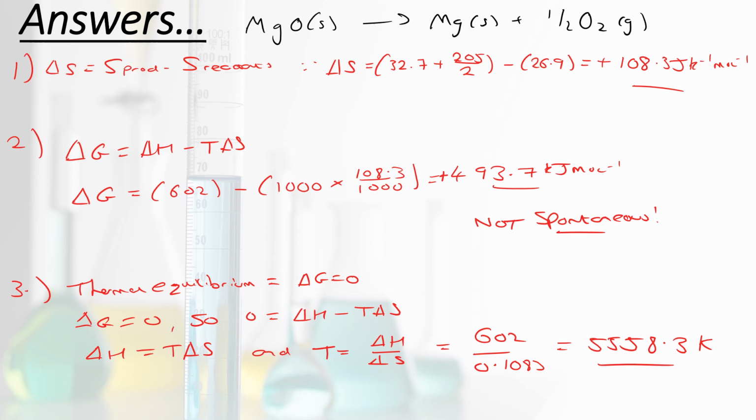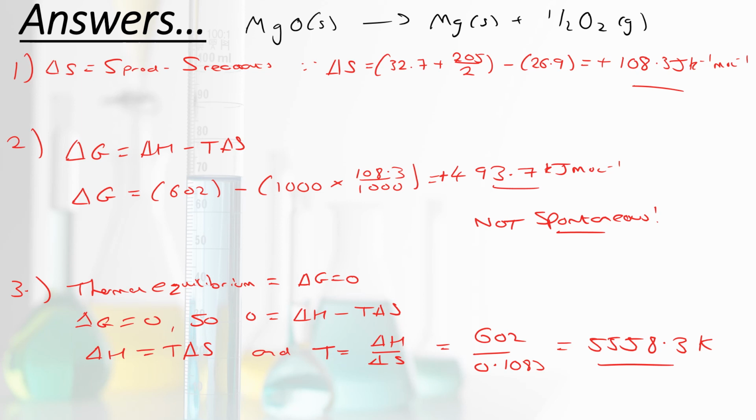So the equation we're dealing with here is magnesium oxide, a solid, decomposing to form magnesium solid and oxygen gas. And so to calculate the entropy change, we just need to remember our mnemonic, sprint. So we take our entropies and we do products minus reactants. And so we add together the products' entropies.